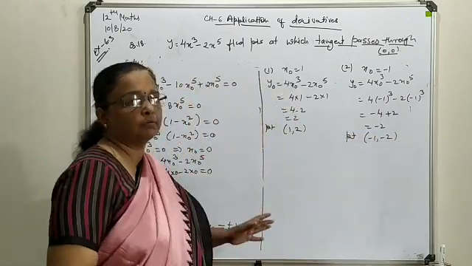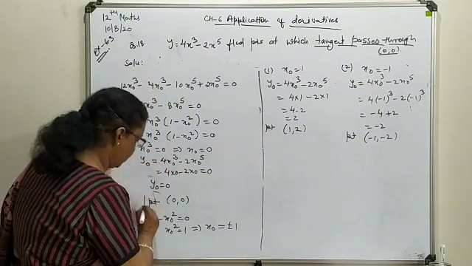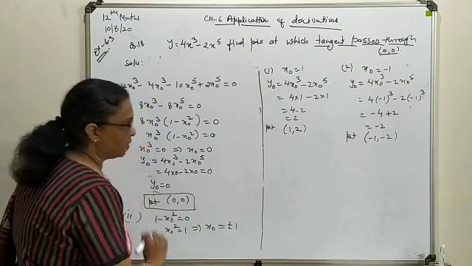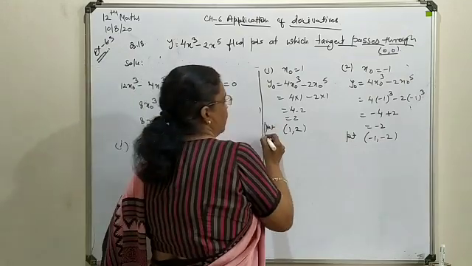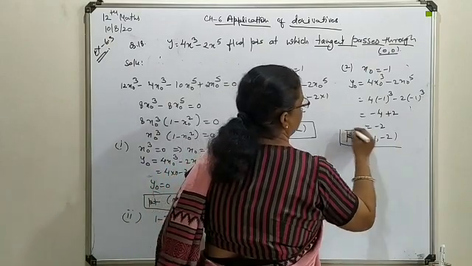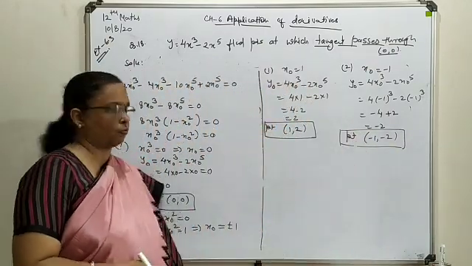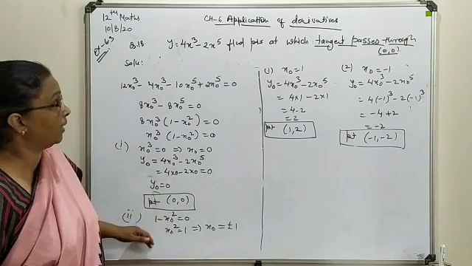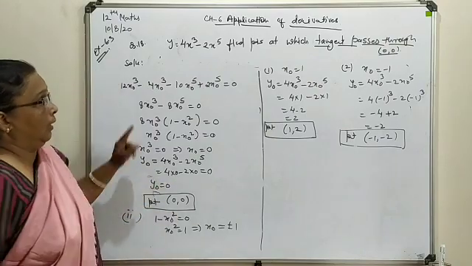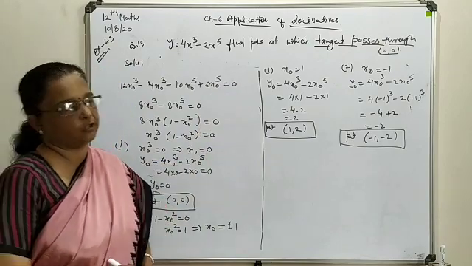So this way 3 points we are having as a solution form. One it was 0, 0. Second it is 1, 2. And third it is minus 1 and minus 2. So on these 3 points, tangent passes through the origin.